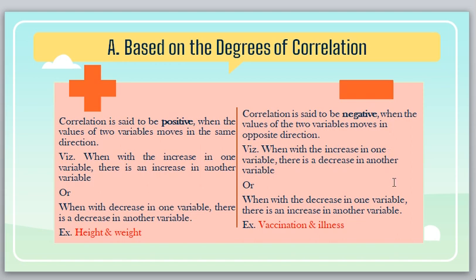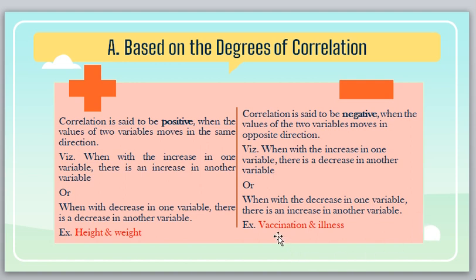So coming to the negative correlation, correlation is said to be negative when the values of two variables move in the opposite direction. That means they are inversely proportional to each other. So with the increase in one variable, there is a decrease in the other variable. And when there is a decrease in one variable, there is an increase in the other variable.